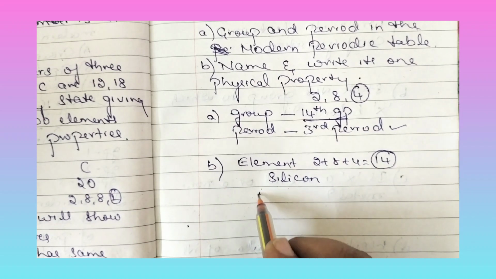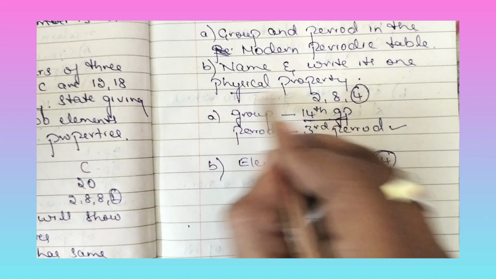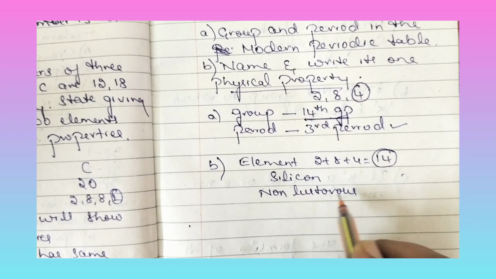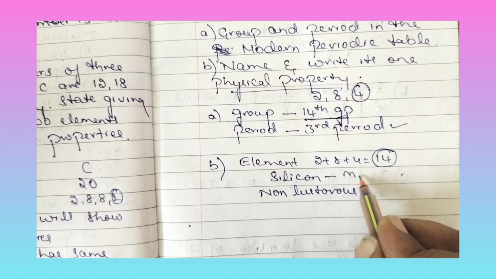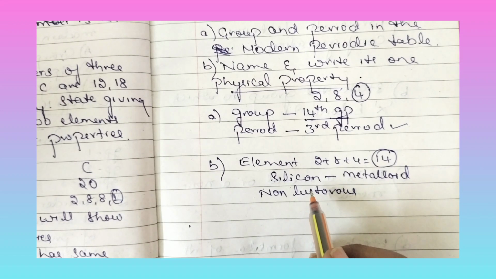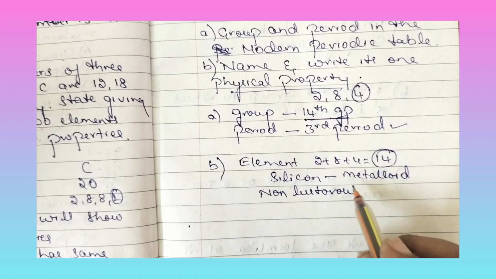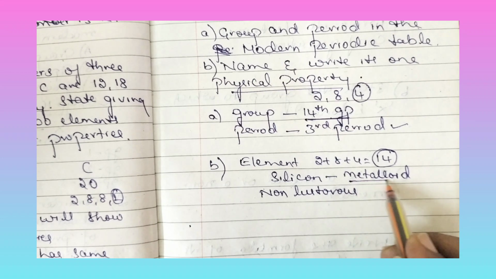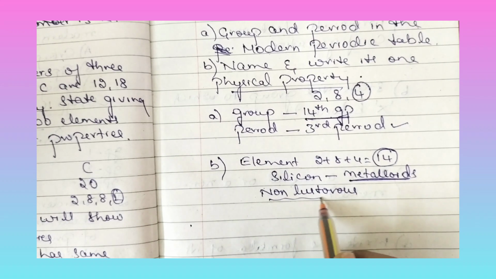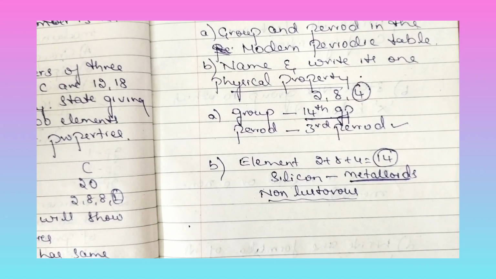Silicon, its physical properties are asked. So it is non-lustrous. That means silicon is a semiconductor, or silicon is a metalloid. Since it is a metalloid, sometimes it behaves like a conductor and sometimes like a non-metal, therefore it behaves like a metalloid. Silicon does not have any lustering property, it is non-lustrous. So this is one of the physical properties that we have to mention here.